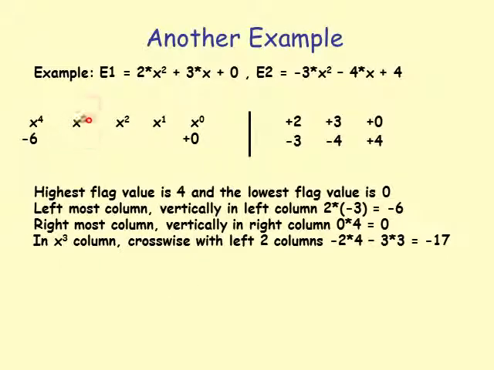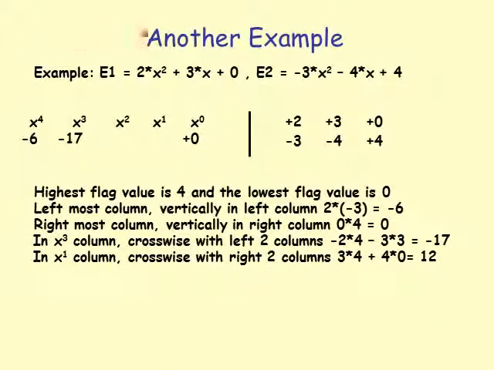Now in the x cubed column, we go back to the left here. We'll have two left columns here. 2 times minus 4 is minus 8, plus 3 times minus 3 is minus 9. Minus 8 minus 9, so we have minus 17 in the x cubed column. Let's continue here. Now we'll do a column on the right. We'll do the x1 column here. We would use two right columns. 3 times plus 4 is plus 12. 0 times minus 4 is 0. So we have 12 minus 0.